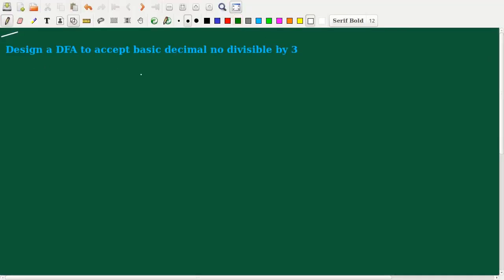Today, in theory of computer science, we will see how to design a DFA to accept a basic decimal number that is divisible by 3. For designing a DFA, we know we require certain tuples. The first tuple is sigma, that is the input alphabet. Now we have the basic decimal numbers, which are 0, 1, 2, 3, 4, 5, 6, 7, 8 and 9. These are the basic decimal numbers.